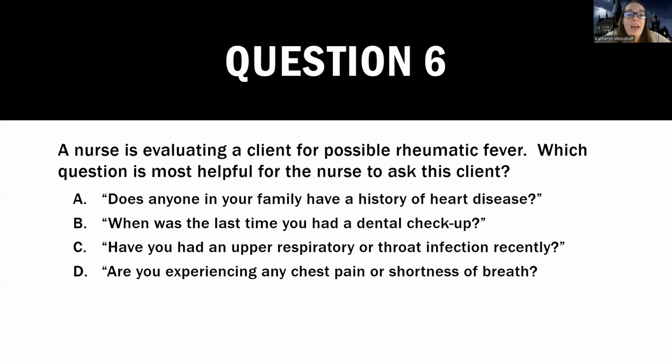Does anyone in your family have a history of heart disease? Well, they could have a history of heart disease, but it says most helpful, which means multiple of these may be helpful, but what's going to be the most helpful? Asking them about heart disease in general, they could have heart disease, but that's not going to put them at risk for necessarily rheumatic fever. I'm going to say no to that one.